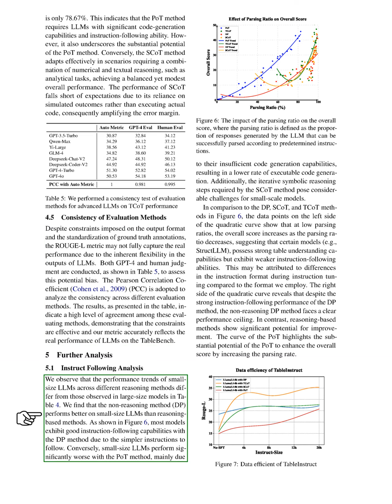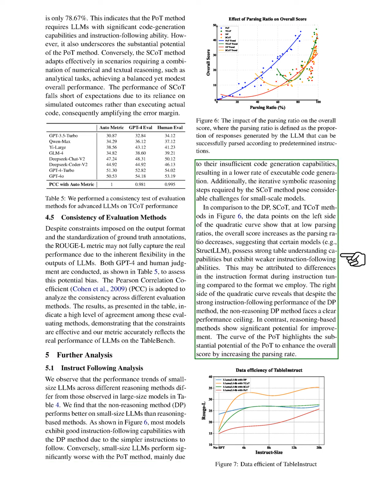In our analysis of instruction following, we observe that small LLMs show different performance trends compared to larger models. The non-reasoning method, DP, performs better for small LLMs than reasoning-based methods. Most models demonstrate good instruction following with the DP method due to simpler instructions. However, small LLMs struggle with the POT method due to inadequate code generation capabilities, leading to lower executable code rates. The iterative reasoning steps required by the Scott method also present challenges for smaller models.